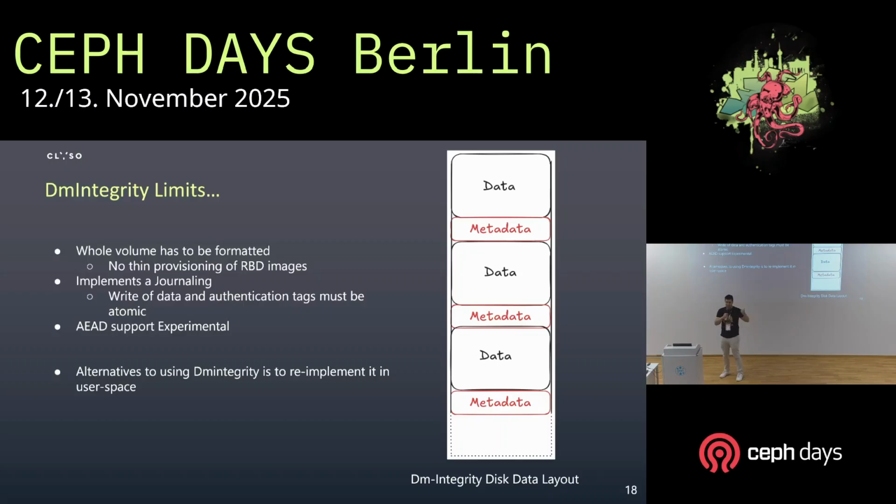If you see this, you can already think of several problems. What happens if the metadata segment is not consistent with the data segment? That's a pretty huge problem. So they implement a journal, and journaling means obviously performance loss. So that's a big problem. Then no thin provisioning is possible if you use this.